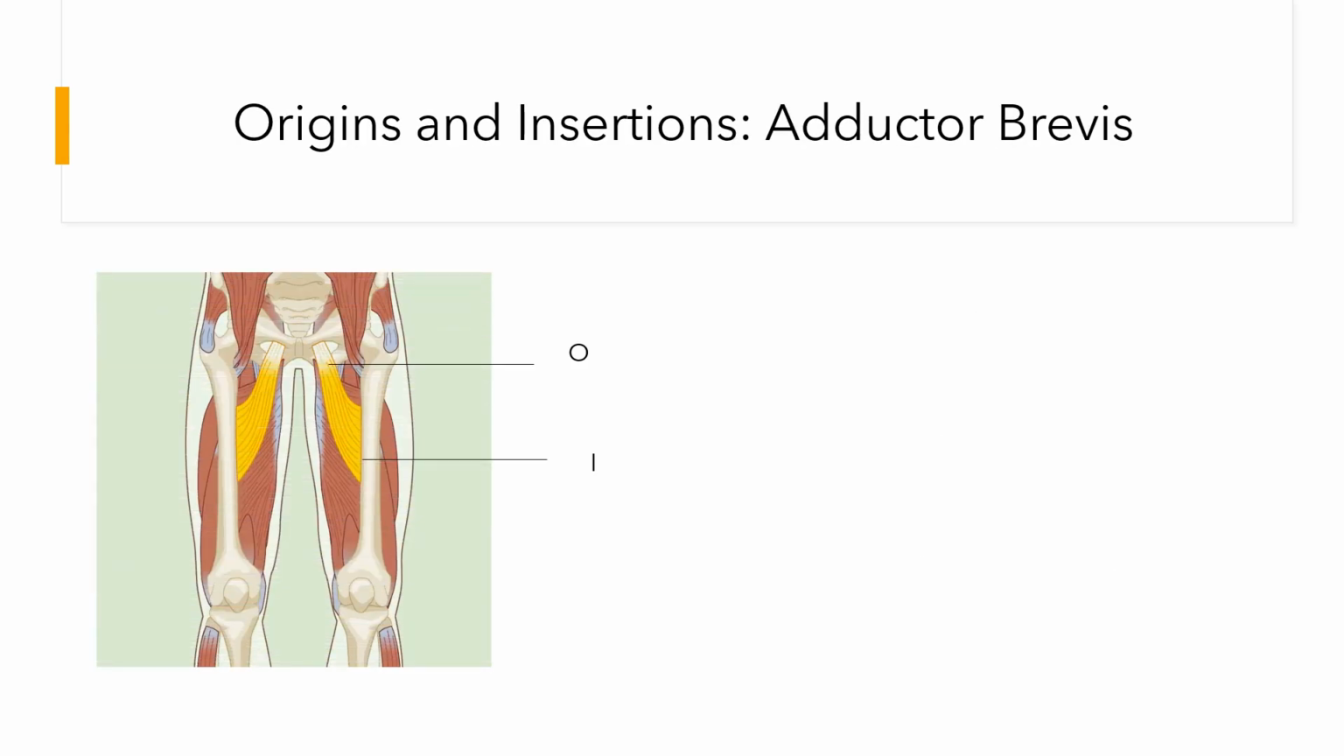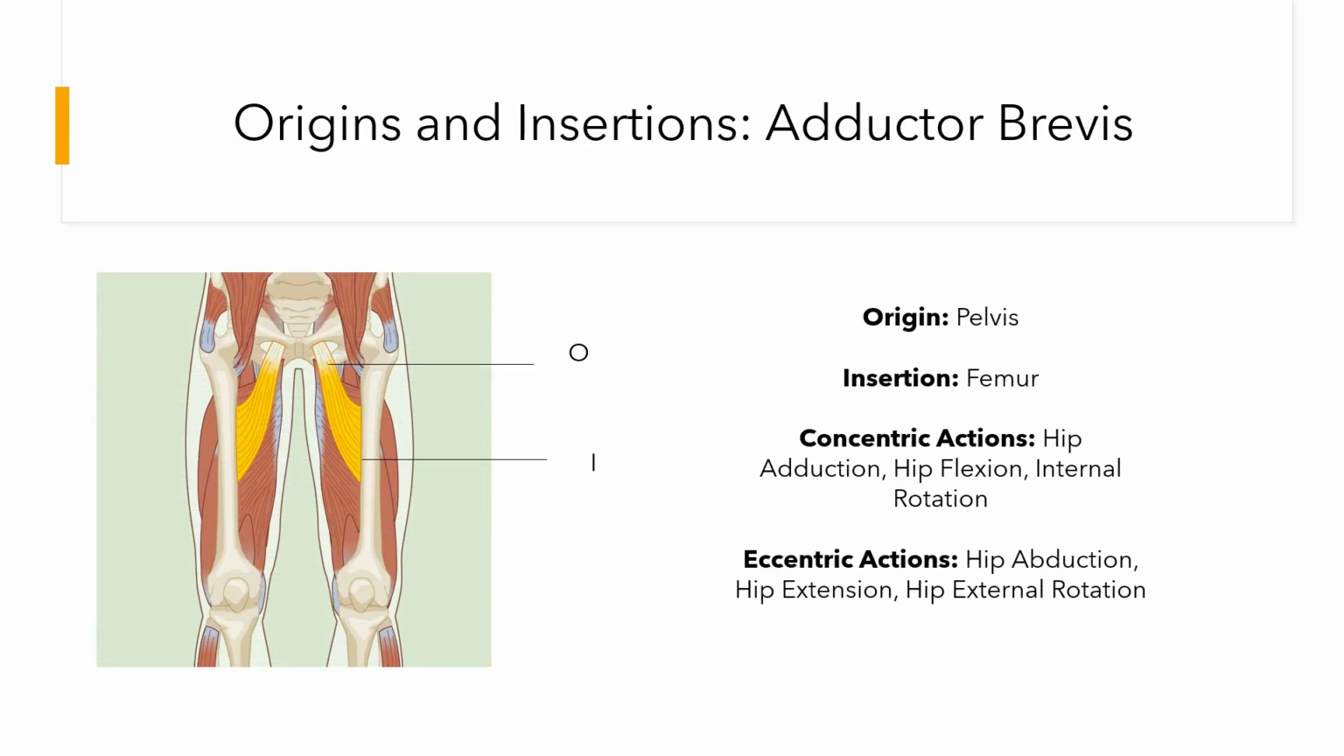Got the adductor brevis, the smaller one. See, it's shorter. Originates in the pelvis, inserts into the femur, but higher up than the adductor longus. This is also responsible for hip adduction, hip flexion, and hip internal rotation. Eccentrically is the same: hip abduction, hip extension, and hip external rotation. So the eccentric actions are always just the opposite of the concentric and vice versa.